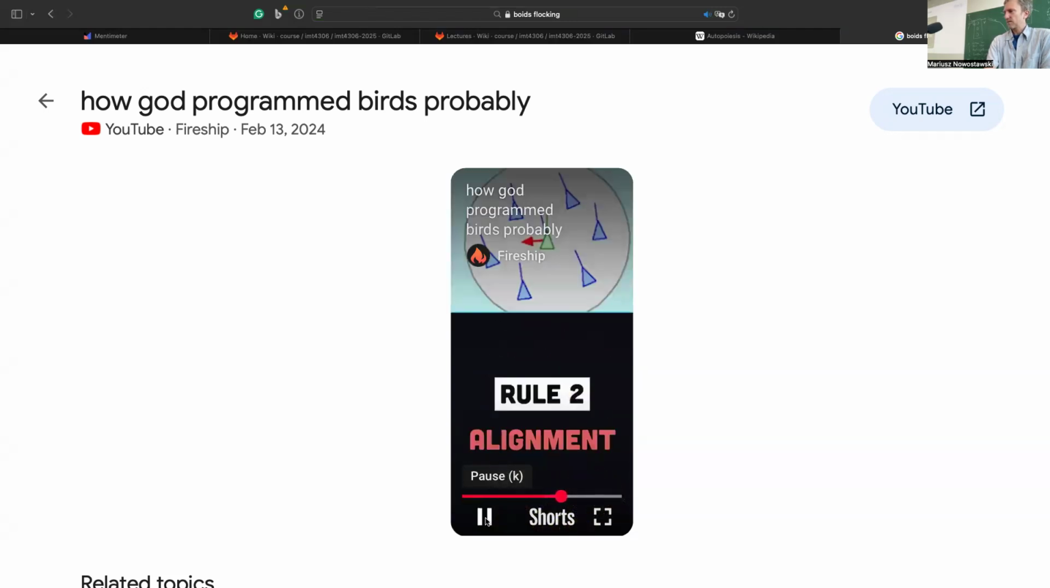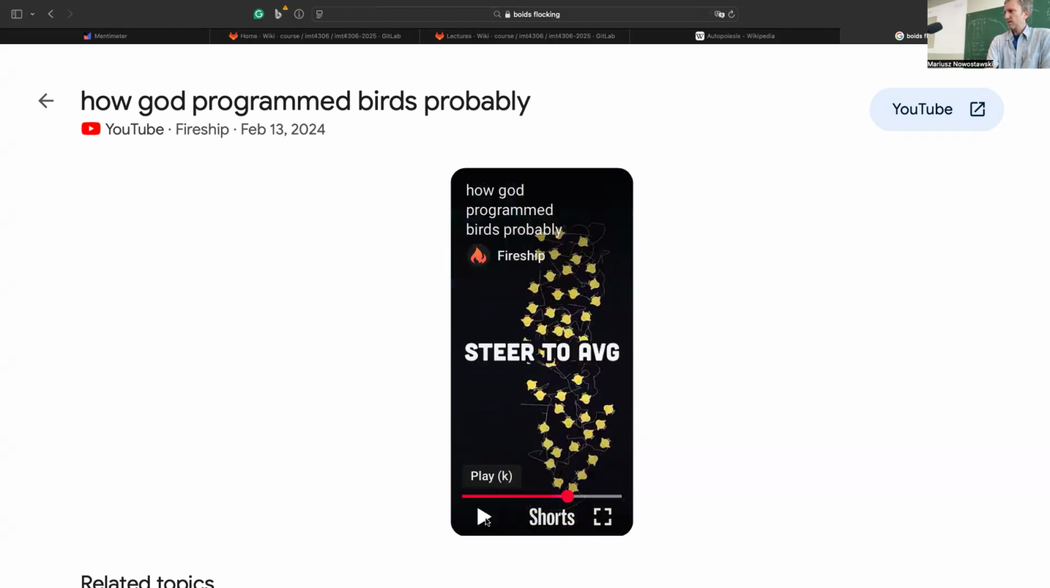Now let's write rule two: alignment, which tells each bird to steer towards the average heading of its neighbors. Yeah, and if you see your neighbors heading in a certain direction, you pick the average of that direction, right? So if you have two neighbors, you do some vector analysis on the heading direction, and you head the same way.